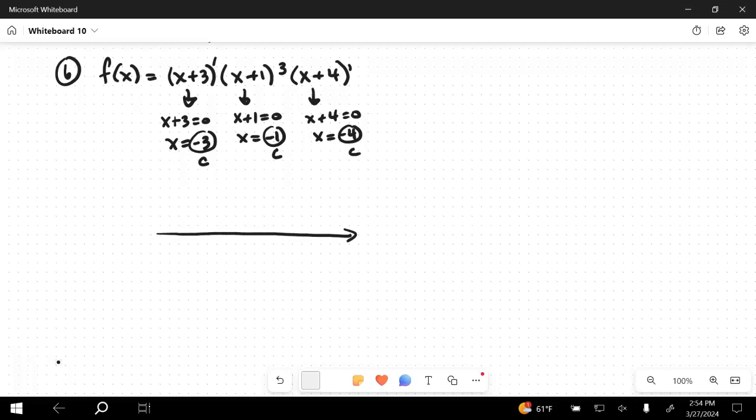Now we're going to put it on a number line. Remember to put your numbers in order from smallest to largest. You can't get the right answer if your number line is wrong. All right, now we just need to figure out whether we start above or below. So we're going to plug a negative 5 back into the original equation.